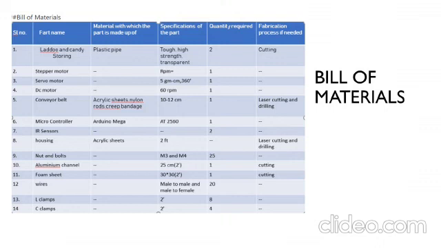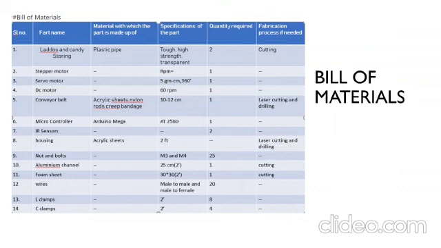Next up, bill of materials. A plastic pipe would be required to store laddus and candies. It must be tough, of high strength and transparent. The quantity required is 2, of course. The fabrication process follows cutting. Coming to motors, we require 3 motors, that is DC motor, stepper motor and a servo motor. A conveyor belt made of acrylic sheets, nylon rods and crepe bandage would be required, and it has to undergo laser cutting and drilling.